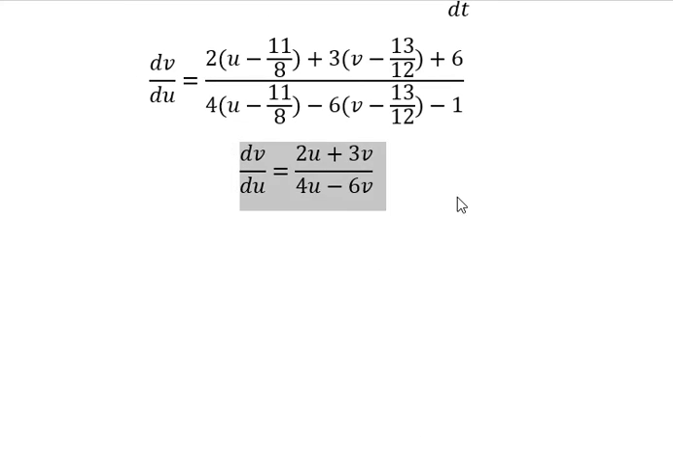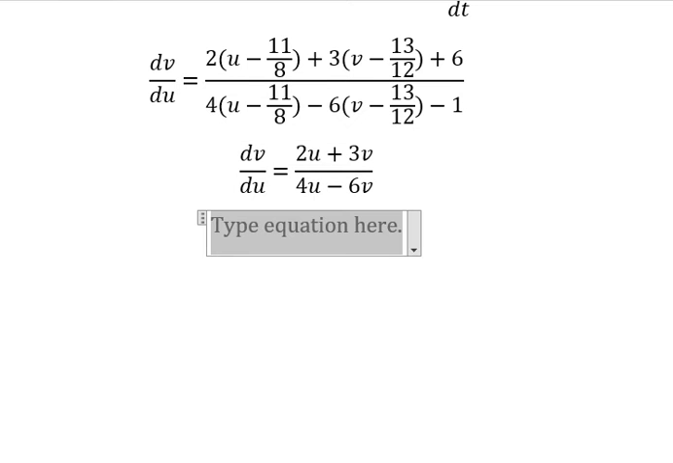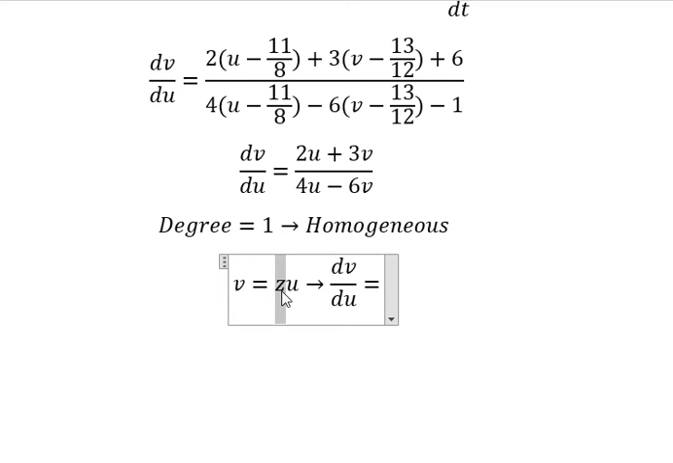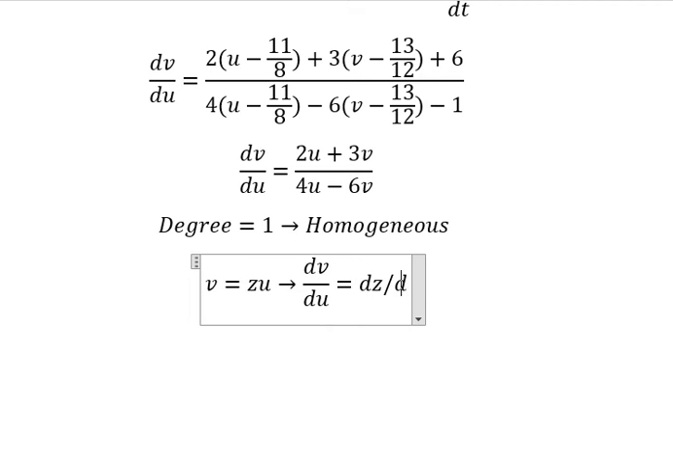Now we have u and v, they are the root number 1. And this is homogeneous. So I will put v equals zu. So if we do first derivative for both sides, we have dv over du equals, we do first derivative of z, we have dz over du multiplied by u.